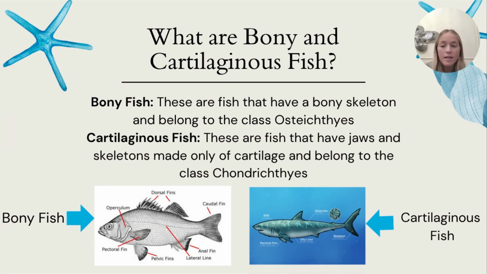On the bottom, you can see a diagram of the bony fish, which have dorsal fins, a caudal fin, an anal fin, a lateral line, pelvic fins, pectoral fins, and an opercular column. While on the other side, you can see a cartilaginous fish, which has gills, denticles, a skeleton, an oily liver, and pectoral fins.